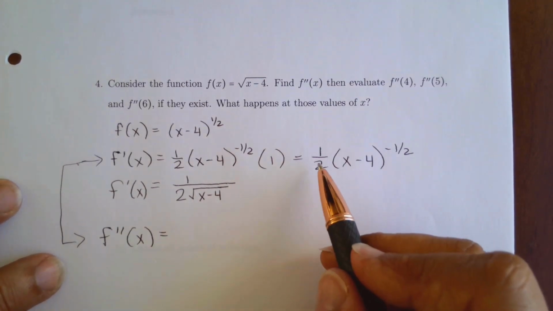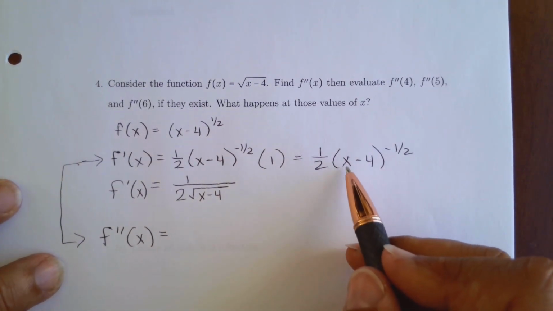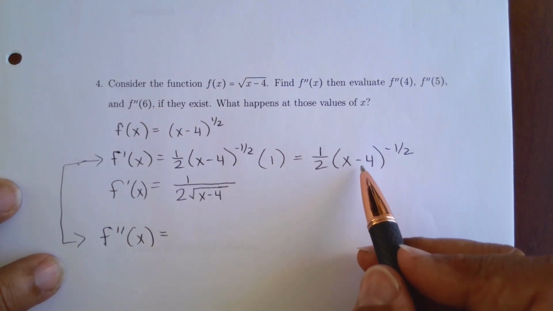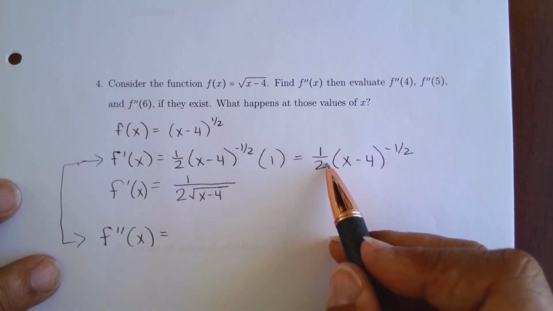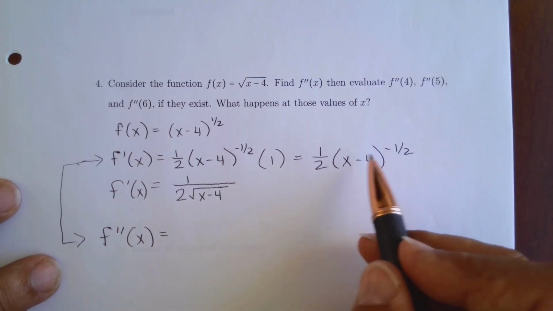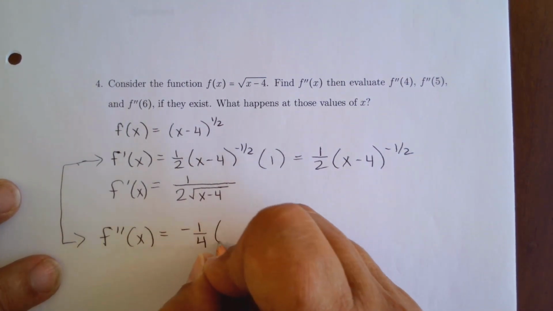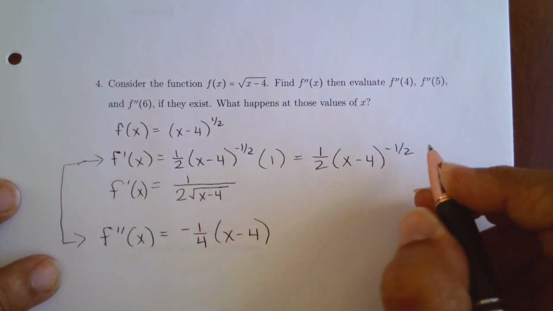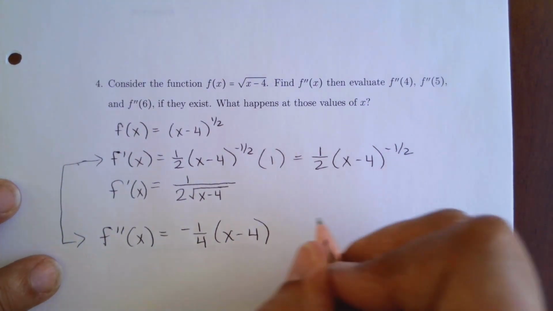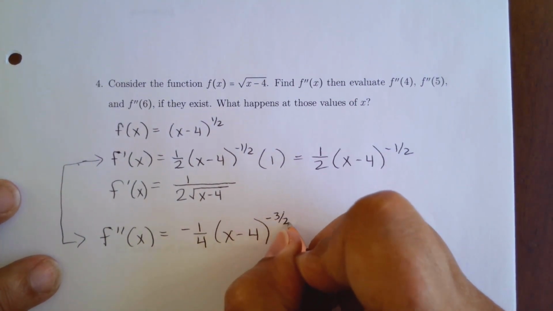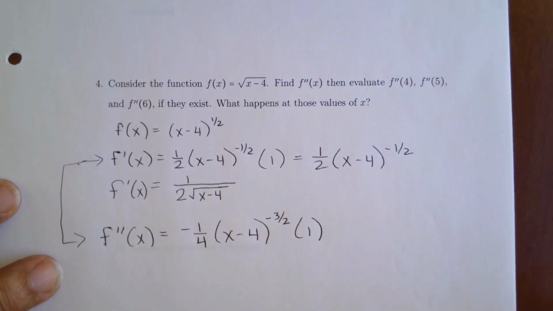All right, so this is again chain rule, but easy chain rule because the derivative of the inside is just 1. So we're going to bring this out front and multiply it to this. So -1/2 times 1/2 is -1/4. X minus 4. Subtract 1 from negative 1/2, that gives you negative 3/2. And again, the derivative of the inside is 1.